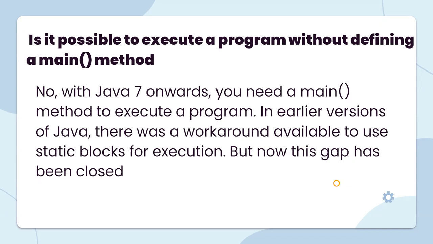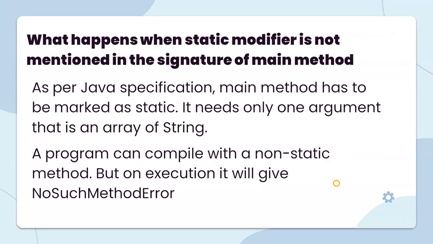Is it possible to execute a program without defining a main method? No, from Java 7 onwards, you need a main method to execute a program. In earlier versions of Java, there was a backdoor available through a static block for the execution, but now that has been closed.